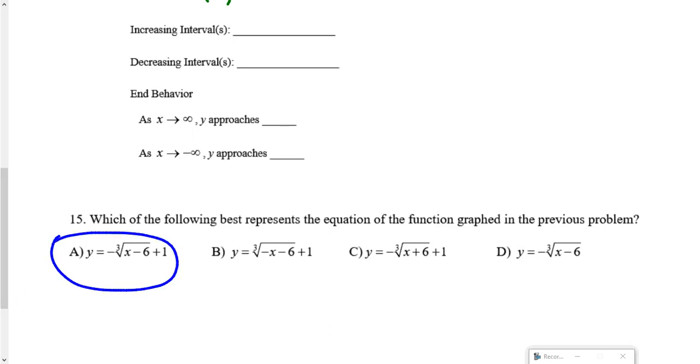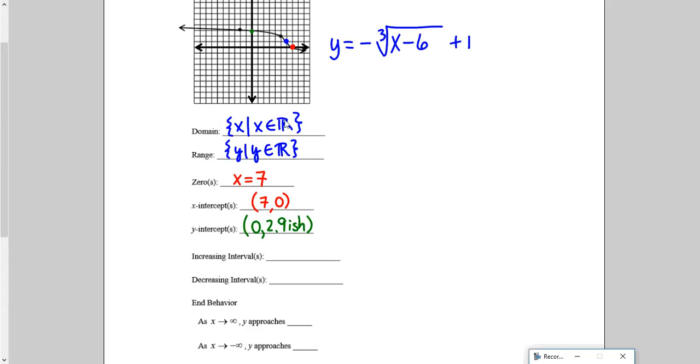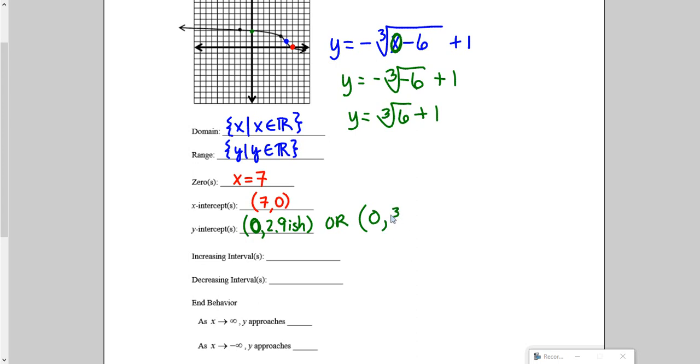Now I can use this equation to find the y-intercept up above. If I'm finding this y-intercept, at the y-intercept, the x value is always 0. So I could plug in 0 for this x value. My y value would be negative the cubed root of negative 6 plus 1. Well, the negative could come out there. So I have the cubed root of 6 plus 1 is my y value. If I wanted to write that exactly, it's not a very pretty number, so I wouldn't expect you to do that without a calculator. If you had a calculator, you could get a decimal version of that.